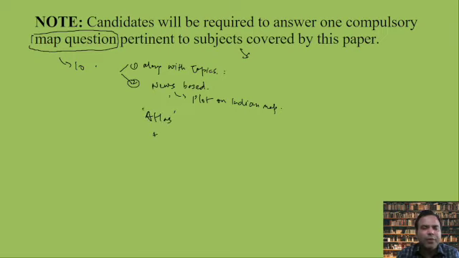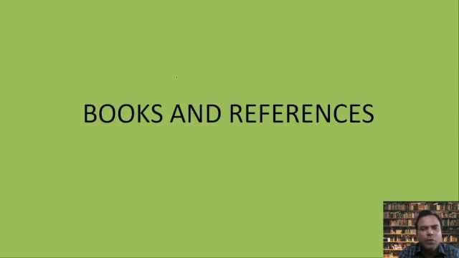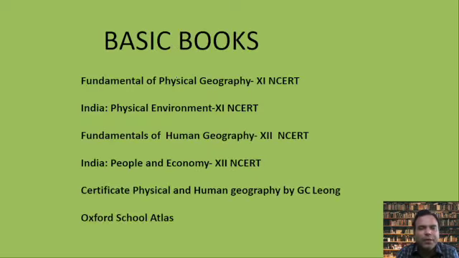Second point, for the map of India, there is one book by a friend of mine called Prem Patel. We were roommates in Delhi once. He also wrote a textbook, and you can refer to that also: Mapping of India by Prem Patel. So these are the books and references for paper one and paper two.